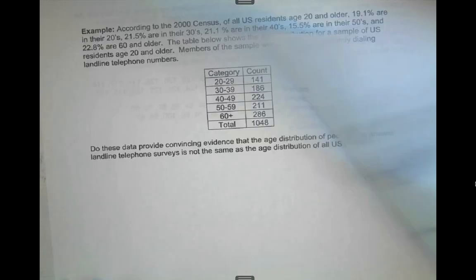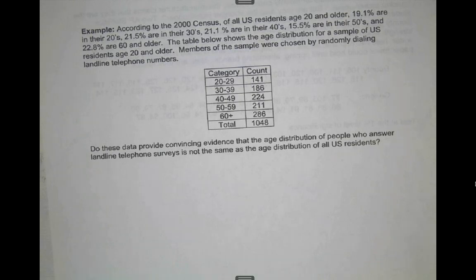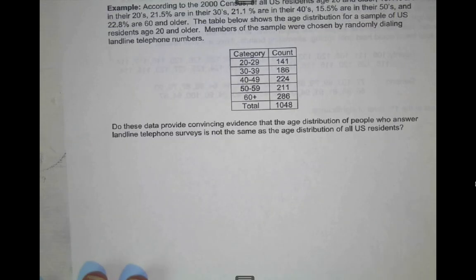All right, this last one right here, something a little bit different in this one. So this one says, according to the U.S. Census, of all U.S. residents age 20 and older, 19.1% are in their 20s, 21.5% are in their 30s, 21.1% are in their 40s, 15.5% are in their 50s, and 22.8% are 60 and older. The table below shows the age distribution for a sample of U.S. residents aged 20 and older. Members of the sample were chosen by randomly dialing landline telephones.